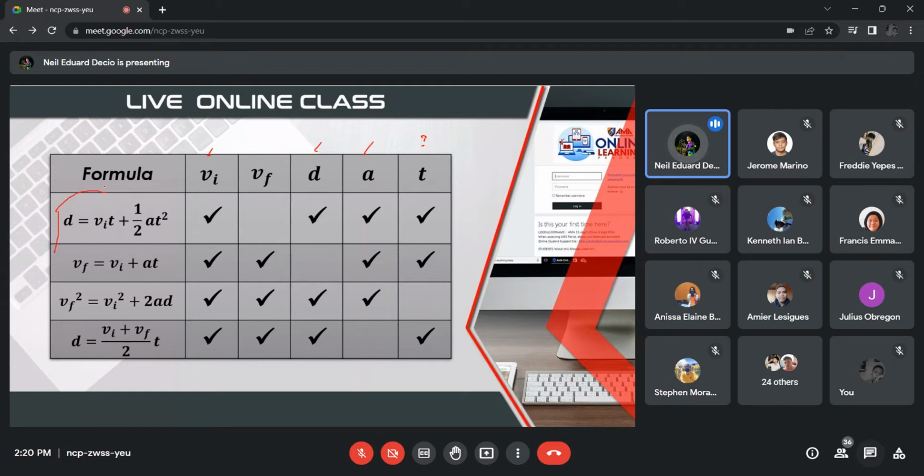Okay, so it's much better now if you have a list of formulas so that you can identify what formula you are going to use.